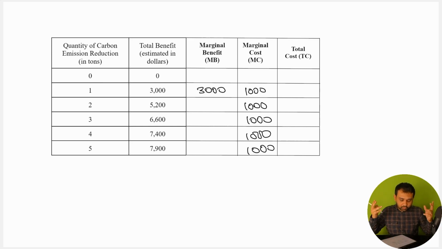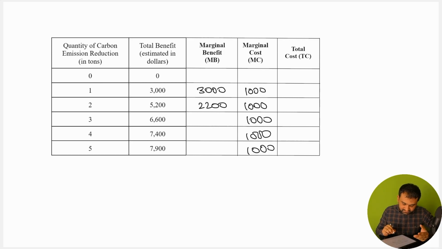Now, when a total of 2 tons of carbon emission is reduced, we see that the total benefit to the household is 5,200. Now, that is for the 2 units combined, but what is the benefit from the second unit or second ton of carbon emission reduced? Well, you can find it by subtracting the total benefit of 1 ton from the total benefit of 2 tons. So 5,200 minus 3,000 is 2,200. That is the marginal benefit of reducing the second ton of carbon emission.